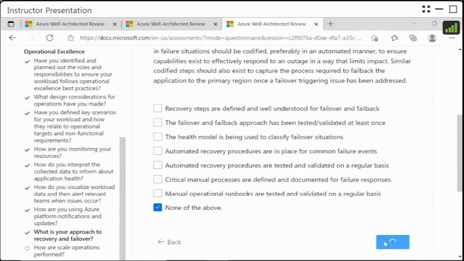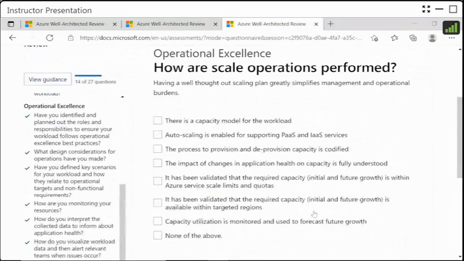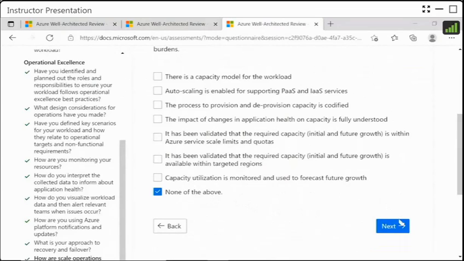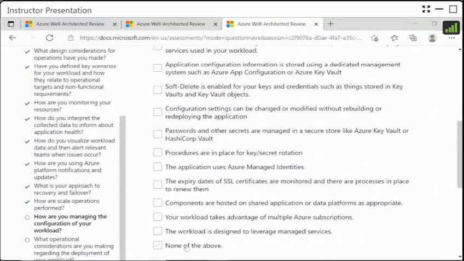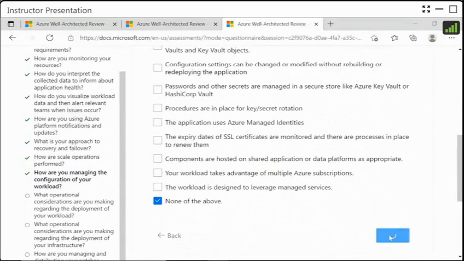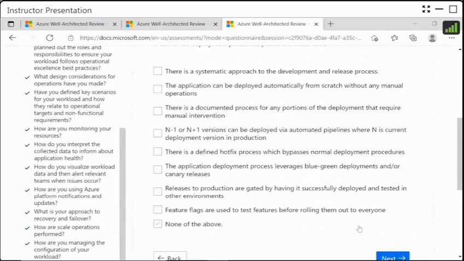A couple more. And you don't have to go through all of these. I think they might have one more to go.